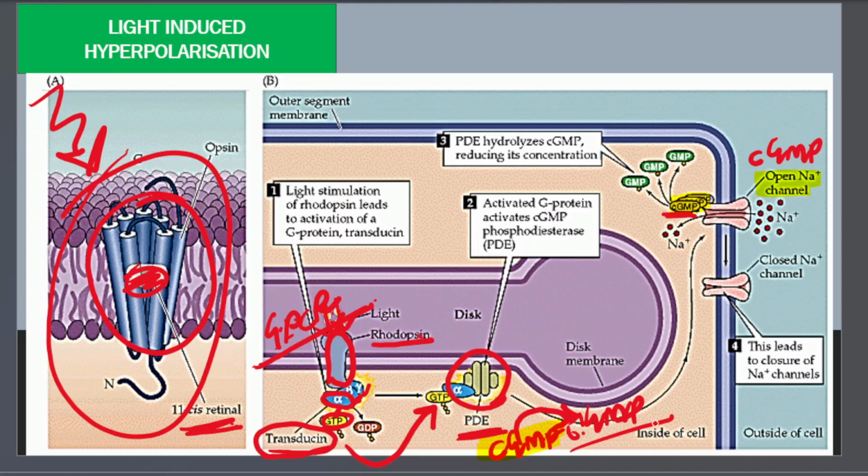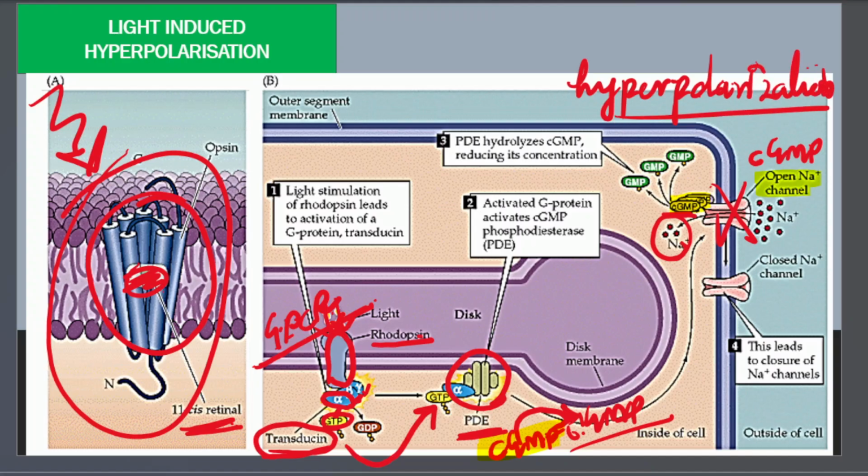Now, if our levels of cyclic GMP are going to be reduced by this phosphodiesterase enzyme, what will happen? The sodium channels will close. Is it not? Cyclic GMP levels are reduced and sodium channels are closed, so you don't have sodium influx inside the cell. This is going to bring about hyperpolarization. So this is what is light-induced hyperpolarization.